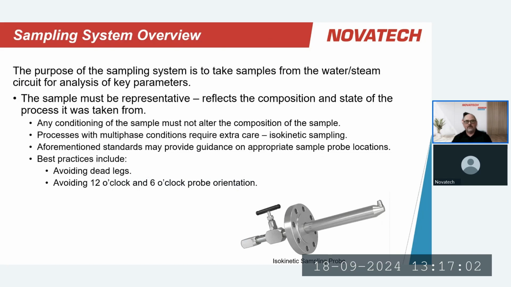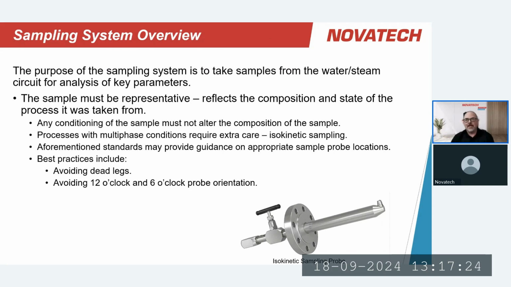The purpose of the sample system is to bring the samples from the process to the analyzers so that we can measure the parameters that we need to measure, that we saw listed earlier in all those guidelines. The key is that the sample must be representative. It has to reflect what's actually happening in the process.